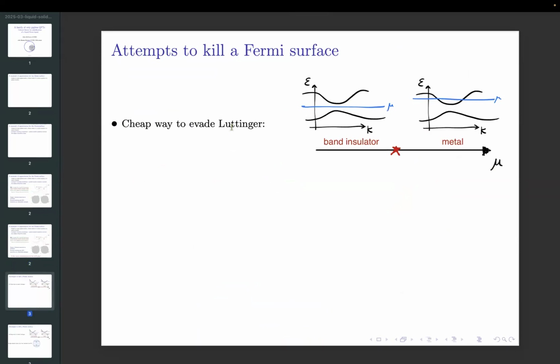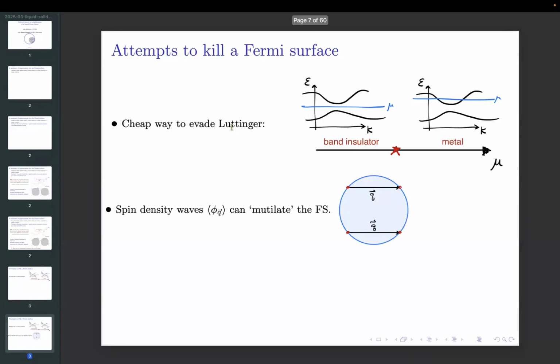Let's start here. Here's some band structure as a function of k. If I put the chemical potential in the middle of the band, I get a metal. I get a Fermi liquid if it's weakly interacting, and actually much more generally. But then if I change the chemical potential so that it is in between the bands, then there's just nothing. This is boring. This is not what I want to talk about. That's cheating.